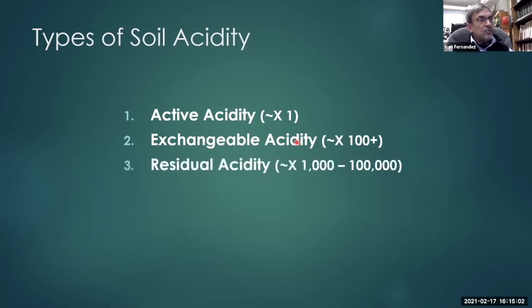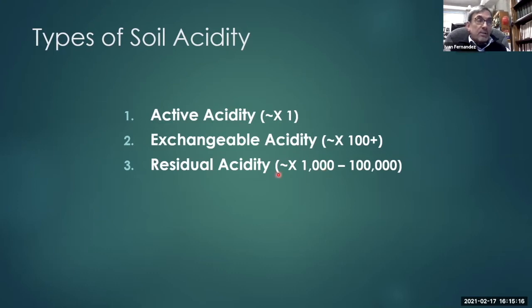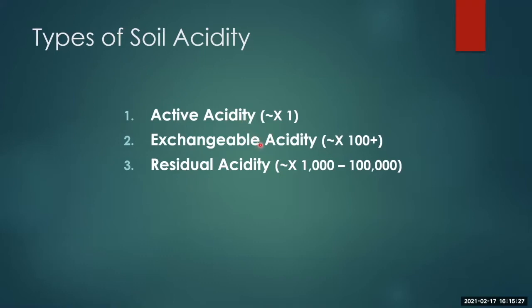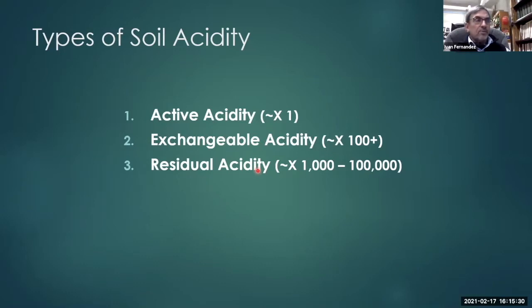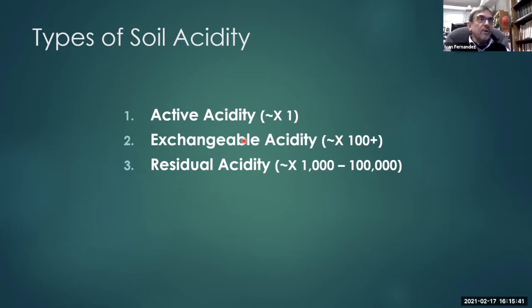And then finally, there's the residual acidity. The residual acidity is not all that soluble, not all that readily available. It is much slower to react, but these are all proportional, and this one will replace this one, which will replace this one over time. Exchangeable acidity will replace active acidity pretty fast, almost in real time. Residual acidity, not so much. However, if you have a large pool of residual acidity, you're going to be battling the exchangeable acidity, presuming you're trying to manage acidity, for a longer period of time.